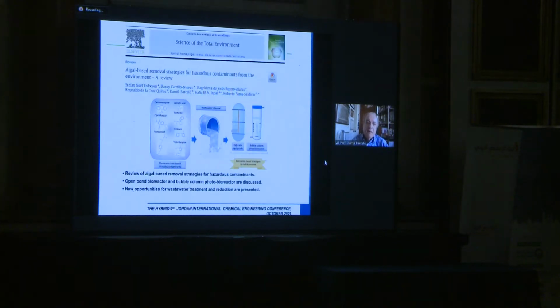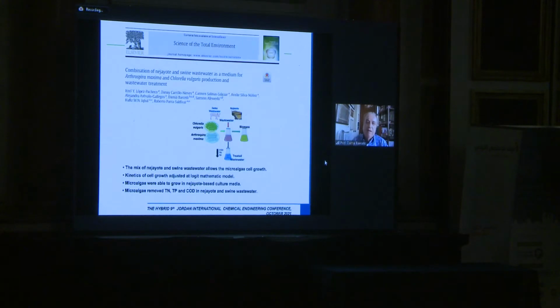Other examples are related to the algae-based technologies. We did this work together with our colleagues in Mexico, and also in other places as well, in Spain. So algae-based removal technologies are now very much in fashion. They are being used, they have different applications, and this is one example of the bioreactors. We did a review paper. We did some examples on different media like Arthrospira maxima and Chlorella vulgaris in wastewater treatment. This is also with our colleagues in Mexico.